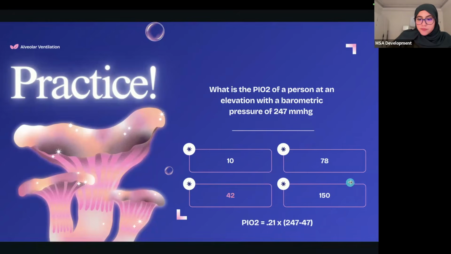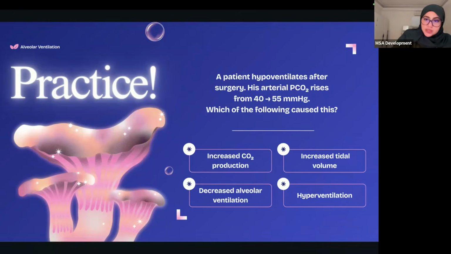Okay. A patient hypoventilates after surgery. His arterial PCO2 rises from 40 to 55. Which of the following caused this? I'll give you a second. Okay, the answer is decreased alveolar ventilation. Now his PCO2 is going up, so that means he is not ventilating properly. He's not exhaling CO2 as he's supposed to. So he has decreased alveolar ventilation, increased alveolar CO2, and it gets trapped inside.